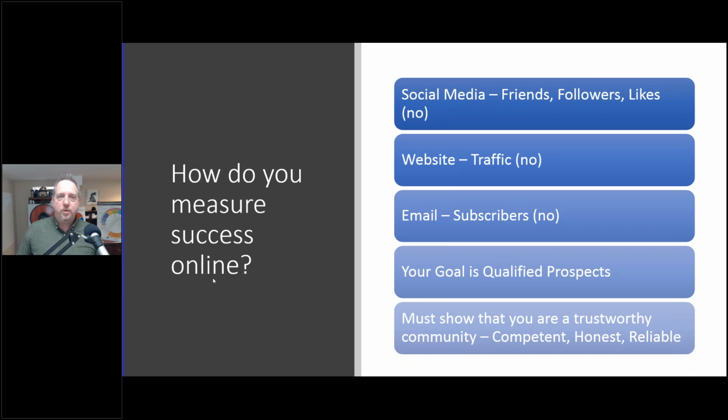And one of the factors you have to do that, obviously, is to show that you are a trustworthy community, that you're competent, honest, and reliable. Keeping that in mind becomes a foundation of everything else that you do online, whether that's your social media or your website. How do you communicate that you are competent, honest, and reliable? That's core and foundational to your online marketing strategy and your online marketing success.